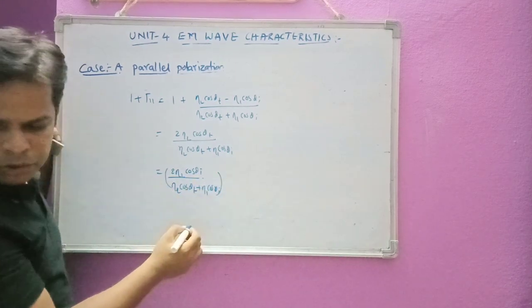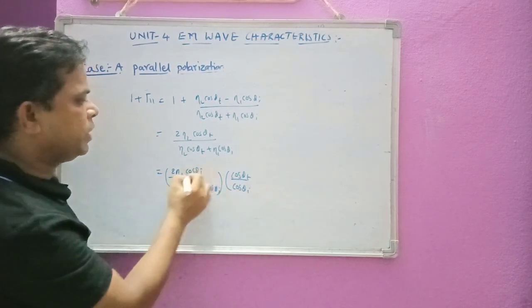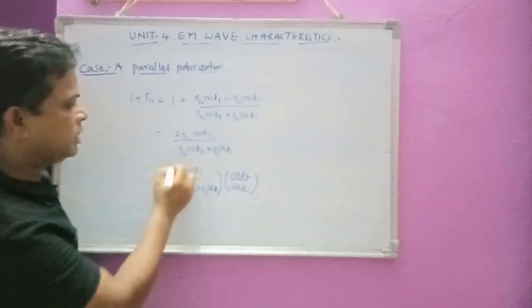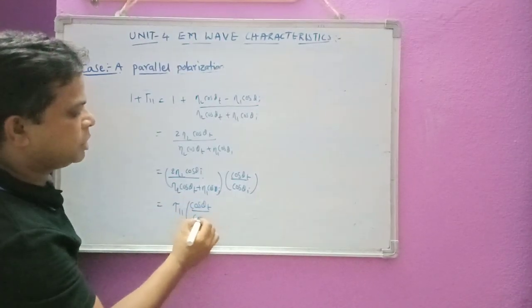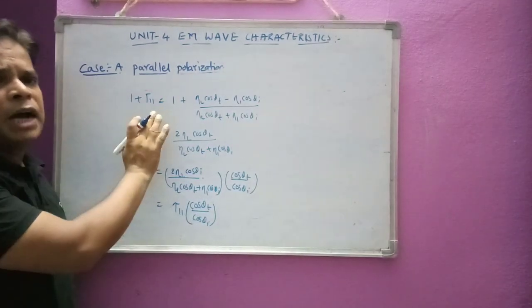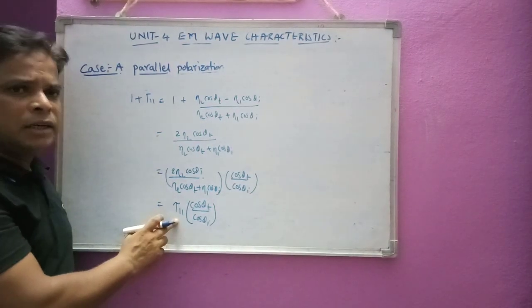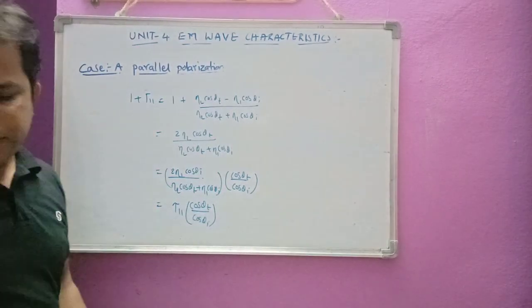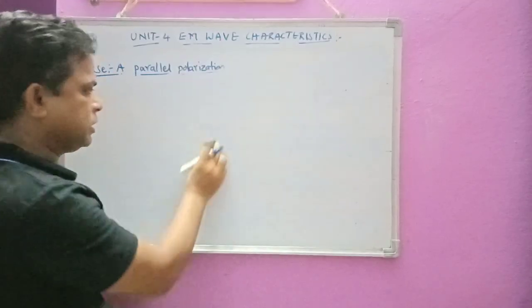Now I have to divide this equation by cos theta t by cos theta i. If I cancel this cos theta i, it will be equivalent to the same equation. Now this is equivalent to tau parallel into cos theta t by cos theta i. Now let us check what we have done here. I have just taken 1 plus gamma parallel, and we have got 1 plus gamma parallel is equal to tau parallel into cos theta t by cos theta i.